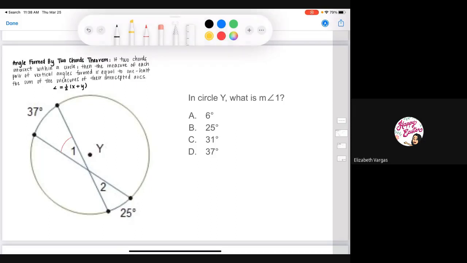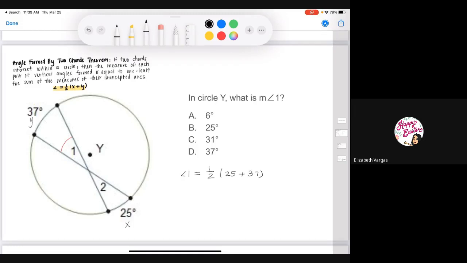Basically, what this says is that we can use this equation to find the missing angle measure. Okay, so we'll identify what is x, what is y. So I'll say this one's x. Again, it's interchangeable. Either one can be x, either one can be y. But your x and y have to be the measures of those arcs on the outside of the circle. And so we're looking for the measure of angle 1. So basically, we would just put the measure of angle 1 is equal to 1/2 x, 25, plus y, 37.